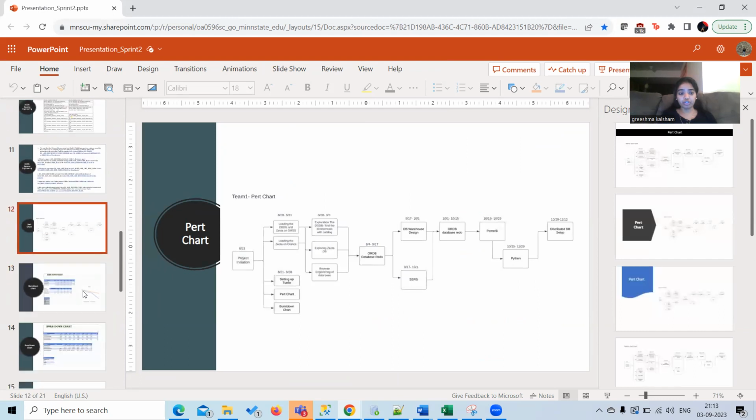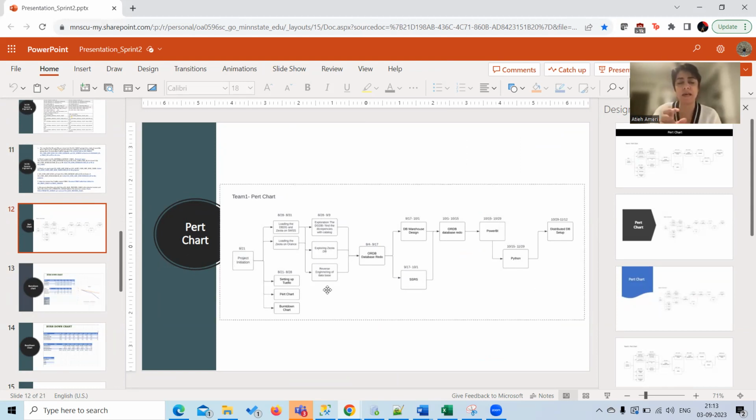Next would be the PERT chart. The PERT chart, as we discussed previously, shows the process. And here we showed how the first step was at the beginning of the week. We started with loading the database, figuring out how it works. And in the second phase of this sprint, we went through data engineering, data cleaning, and data exploration. And it is updated based on the activities that we had during this week.